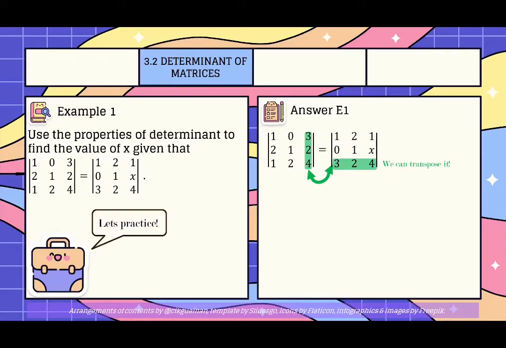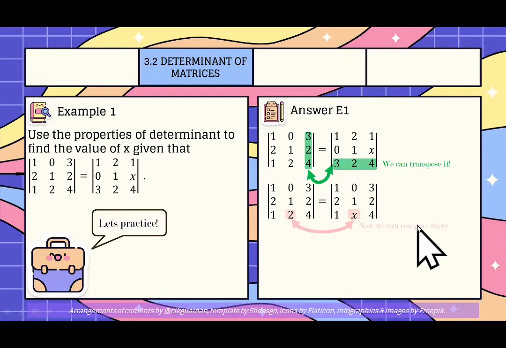So we can transpose it. We just transpose the right hand side determinant to become this one. Then we can compare them according to the entries. So from here, x equals 2.